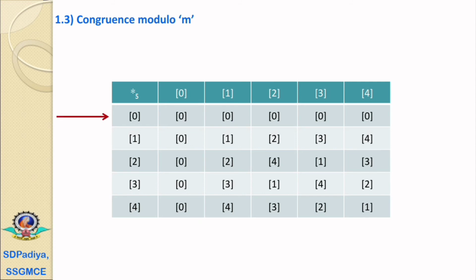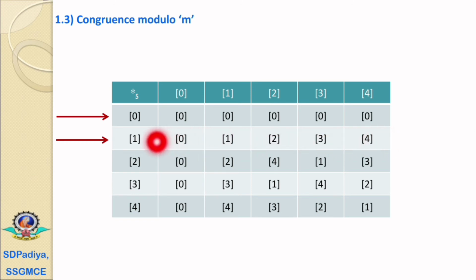The first row is 0 into 0 is 0, 0 into 1 is 0, 0 into 2 is 0, 0 into 3 is 0 and 0 into 4 is 0. The second is for the 1, that is 1 into 0 is 0, 1 into 1 is 1, 1 into 2 is 2, 1 into 3 is 3 and 1 into 4 is 4.